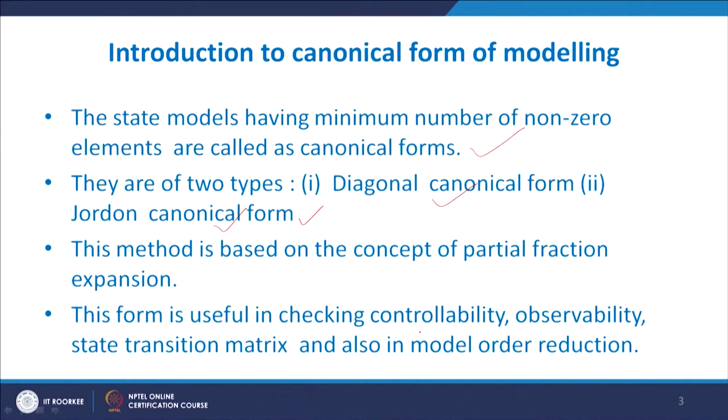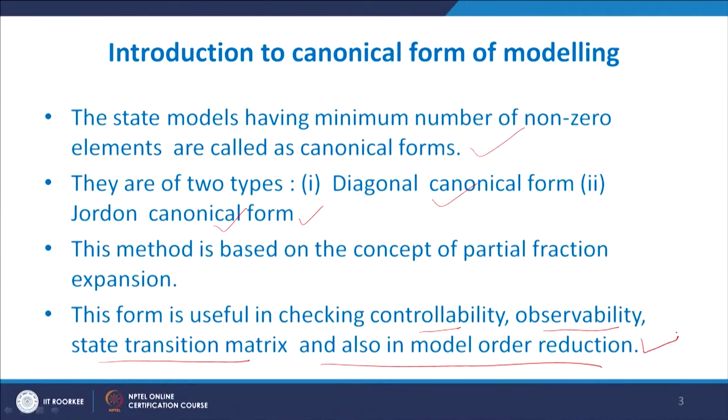Last point, this form is useful in checking controllability, observability, the state transition matrix and also in model order reduction techniques. Controllability and observability are very important in controller design, particularly in state space analysis. Therefore, when we study controllability and observability, at that time we should also get the idea about the canonical form of modeling. That means this canonical form of modeling is required in the case of controllability and observability.